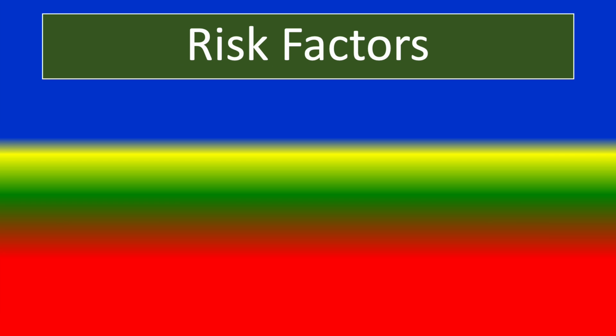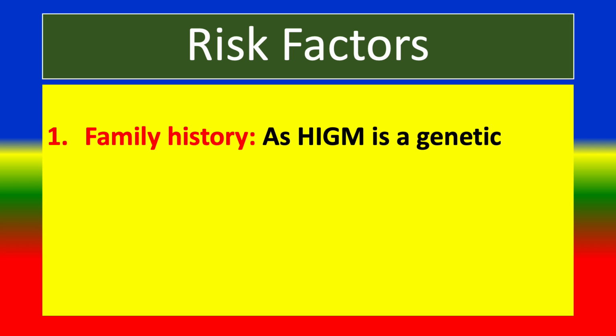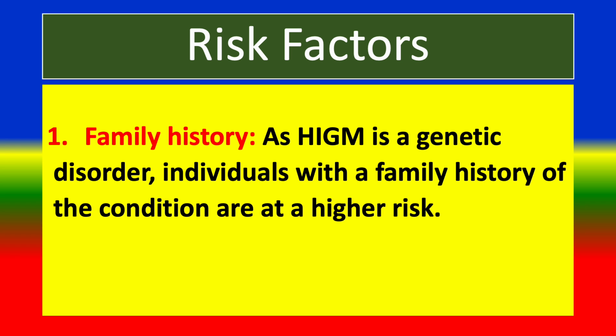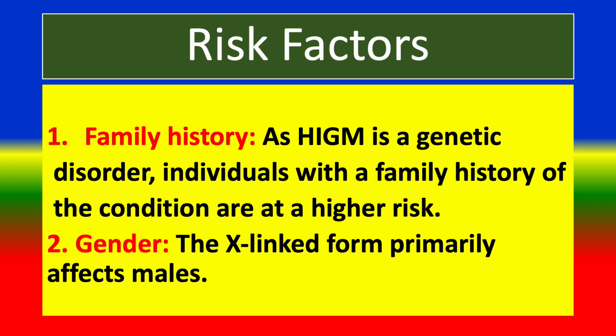Risk factors: 1. Family history, as HIGM is a genetic disorder. Individuals with a family history of the condition are at a higher risk. 2. Gender, as the X-linked form primarily affects males.